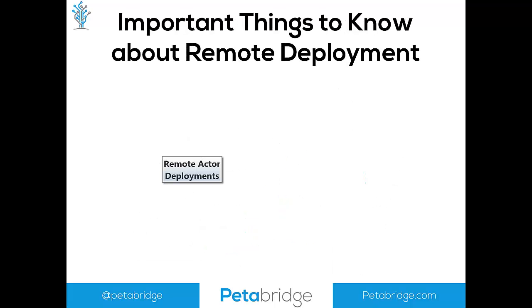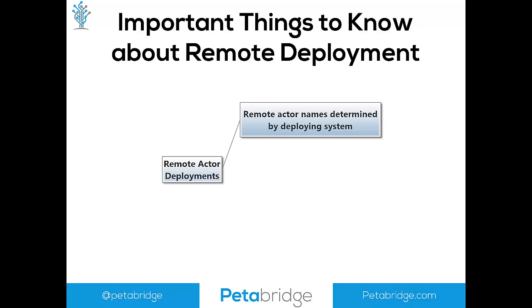So, a couple of important things to know about remote deployment. First is that remote actor names are determined by the system that is doing the deploying. That's why we're able to spin up multiple deployer instances and not have any name collisions. The name of the actor system and the local address of its binding gets factored into the full name of the system that's being deployed onto.